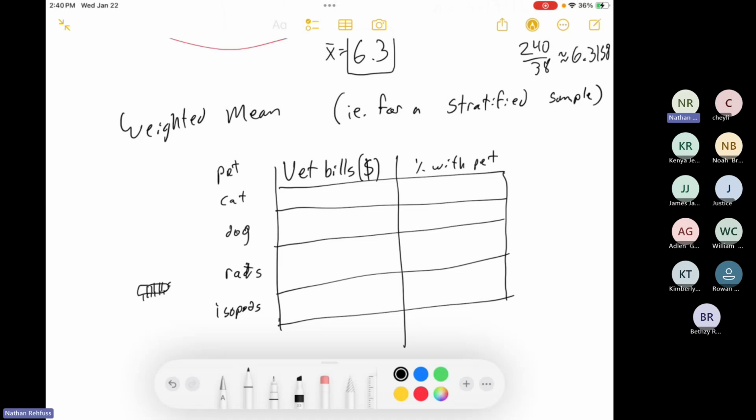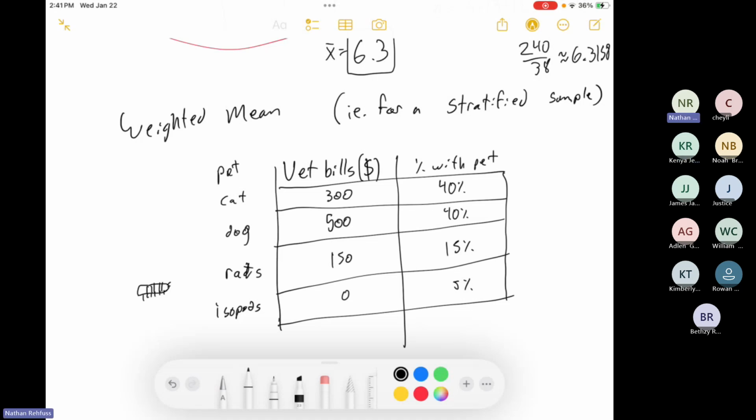So, let's say 40% of the population had cats, and another 40% had dogs, 15% had rats, and 5% had isopods. And then the vet bills look like the cat per year is going to spend about $300. Per year, the dog is spending $500. Per year, the rat people are spending $150, and the isopod people generally don't see veterinarians. There's not much a vet can do for a bug. So these are the vet bills.